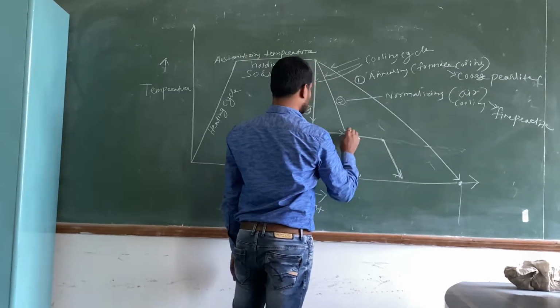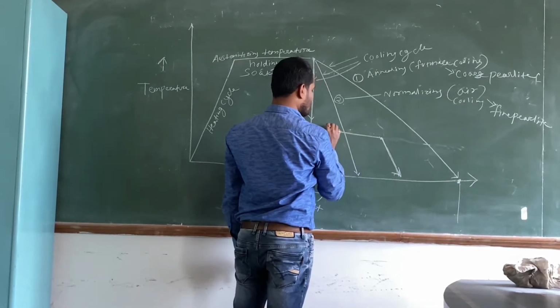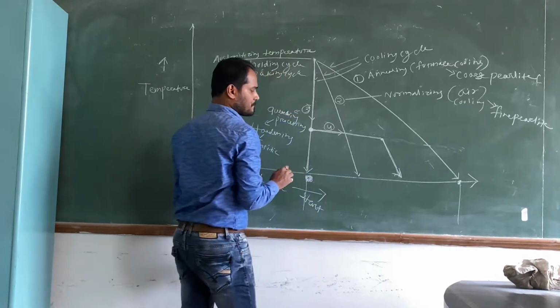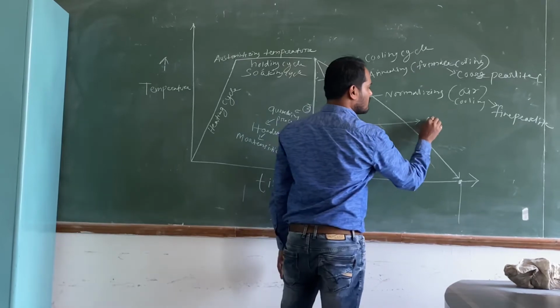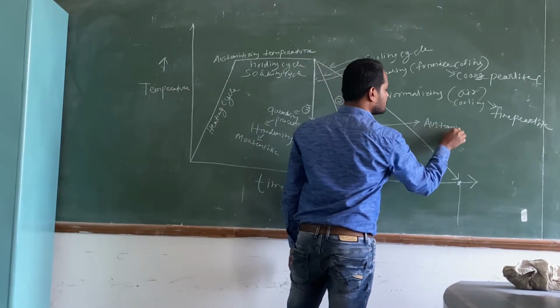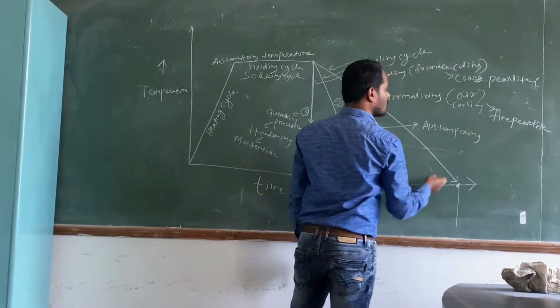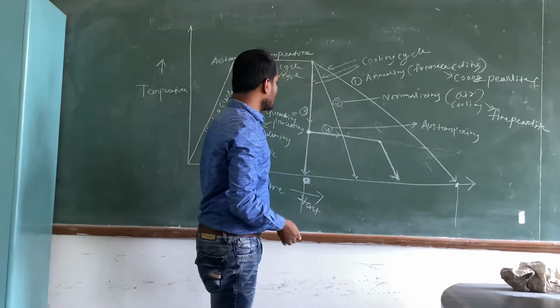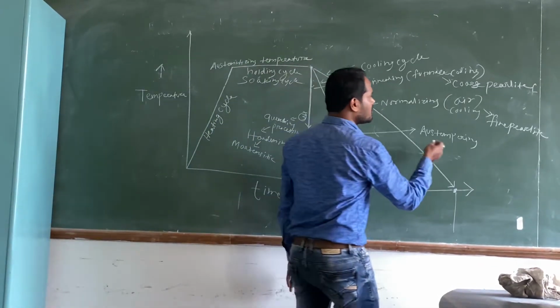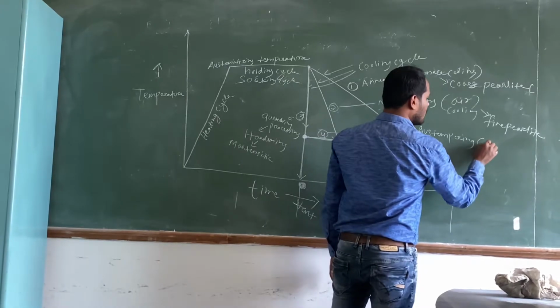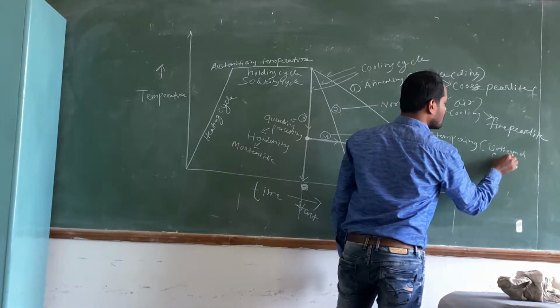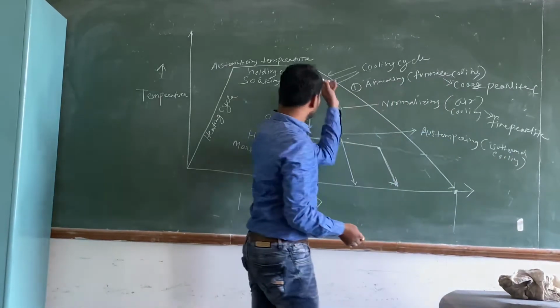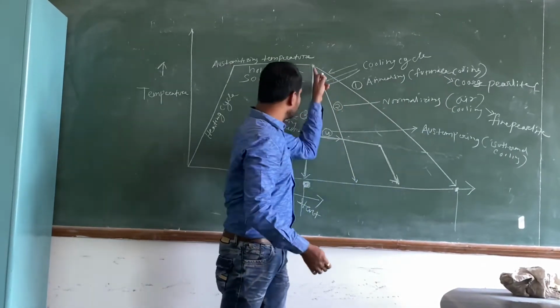Suppose I am writing it as a 4. This one. So what is the microstructure? This is called Austempering. Austempering heat treatment is actually called isothermal cooling, because you can see this is a continuous cooling. This is a continuous cooling.